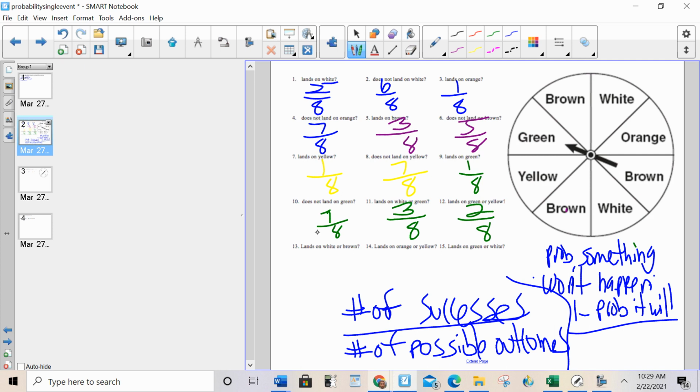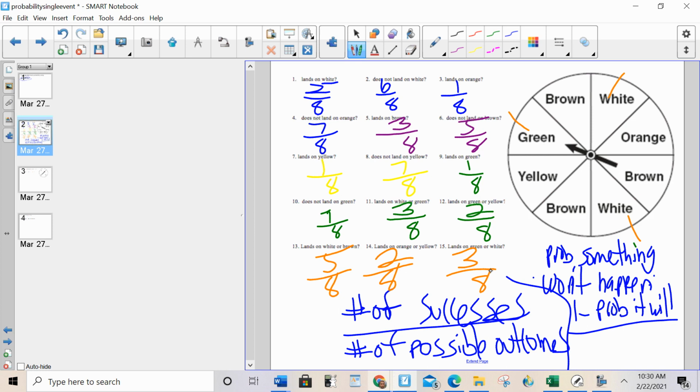Lands on white or brown. Brown, white, brown, white, brown, white. Ooh, a lot of brown whites. 5 out of 8. Orange or yellow. Orange, yellow. That's it. 2 out of 8. Green or white. Well, how many are green or white? White, white, green. Looks like 3 out of 8.